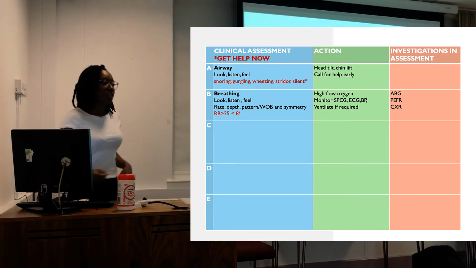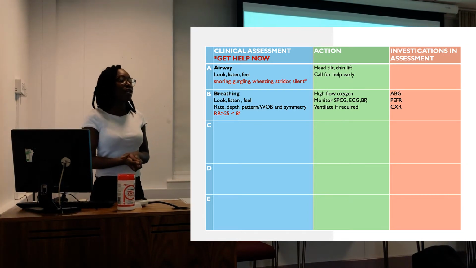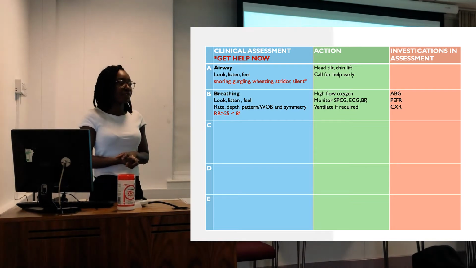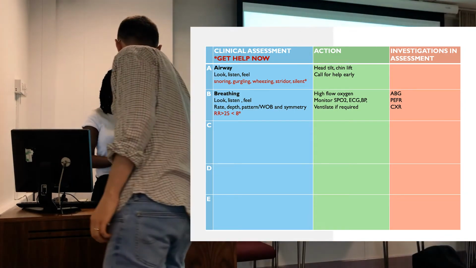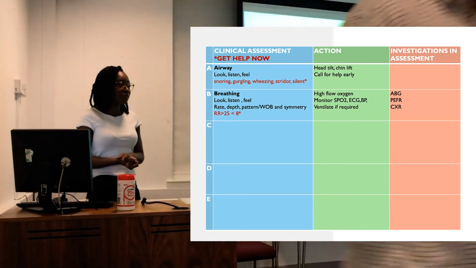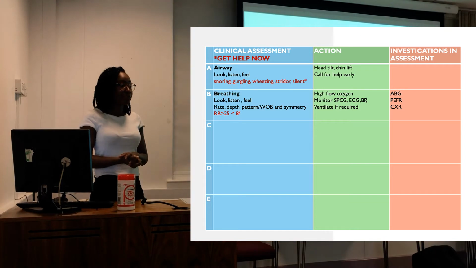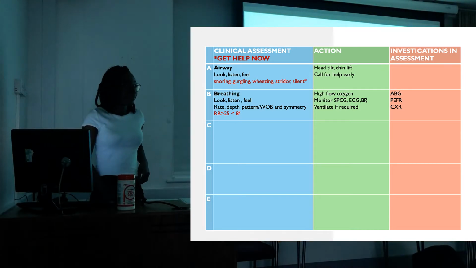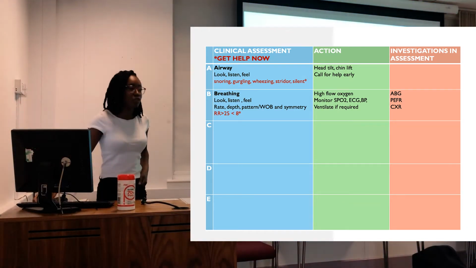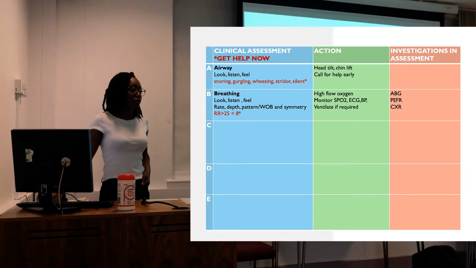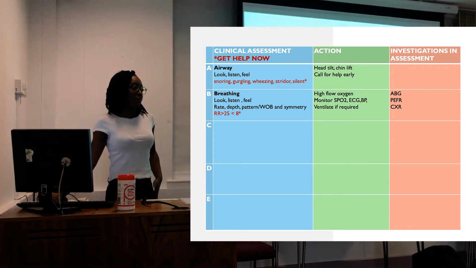So C stands for circulation, obviously. So what kind of things are we looking for in circulation? Heart rate, blood pressure, fluid refill. Generally, they're areas that they look very pale and cold and clammy. Yeah, great. And what action would you do if you find a circulation problem?